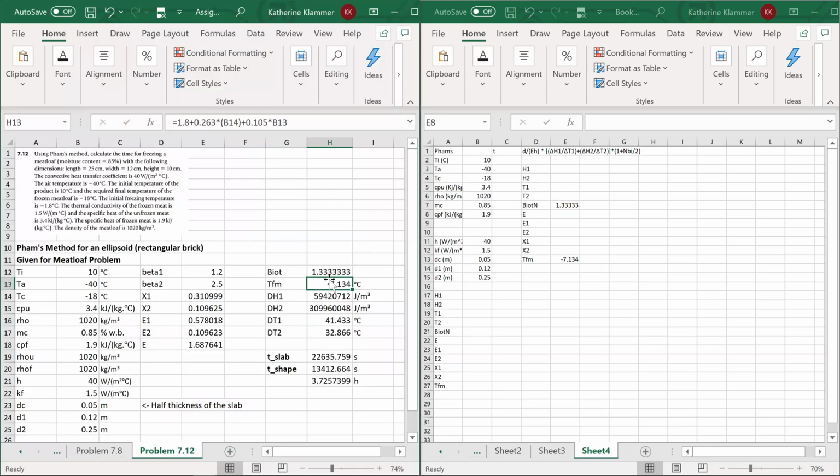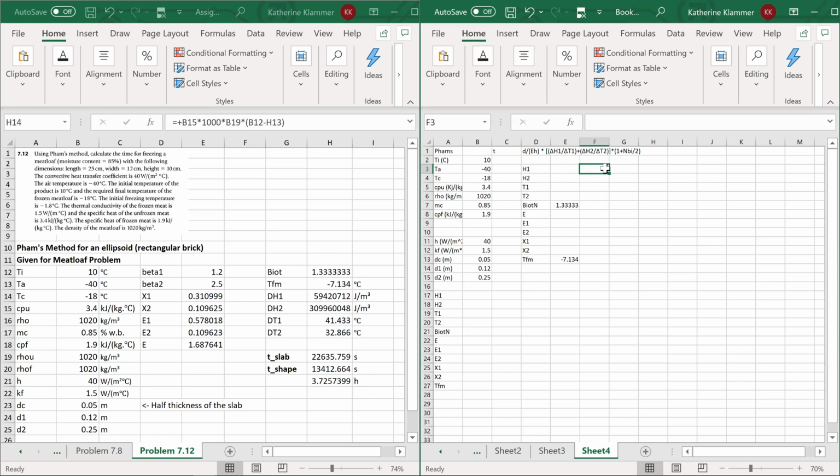Okay, so we have Biot and TFM. Beta is, I don't remember needing to find beta. Is it for H? Oh, it's for finding the specific heat. Or no, it's not finding the specific heat. Let's see where to use beta. Oh, it's for finding E. That makes sense. Okay. So we'll get to that in a bit. Let's do the H's for now.